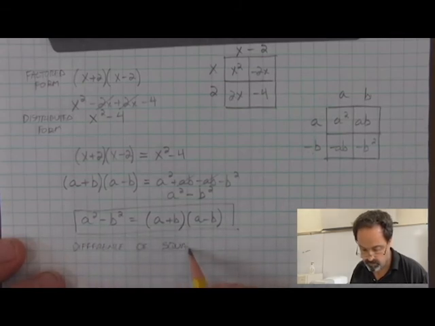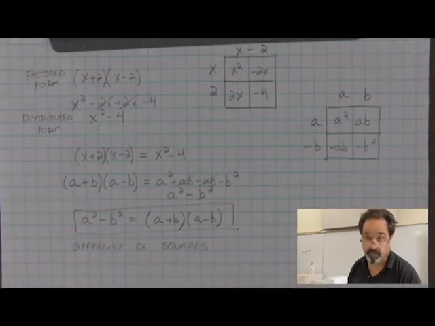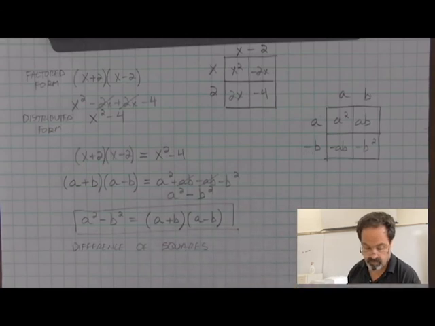And it is very useful. The difference of squares can be used, employed as a strategy, as a way to simplify in many sophisticated algebra problems. You'll use it a lot.